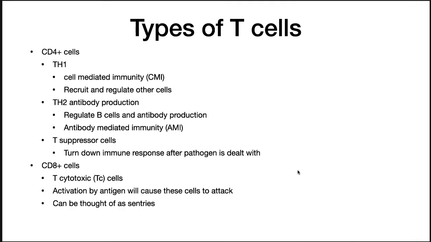There are two types of T cells. There are CD4 plus cells, which are involved in regulating the immune system, and there are CD8 cells, which are cytotoxic T cells. CD4 plus cells can be further divided into three groups. Th1, which are involved in cell-mediated immunity, and they recruit and regulate other cells. And Th2, which regulate B cells and antibody production, and are involved in antibody-mediated immunity. And then finally, T suppressor cells that turn down the immune response after a pathogen is dealt with.